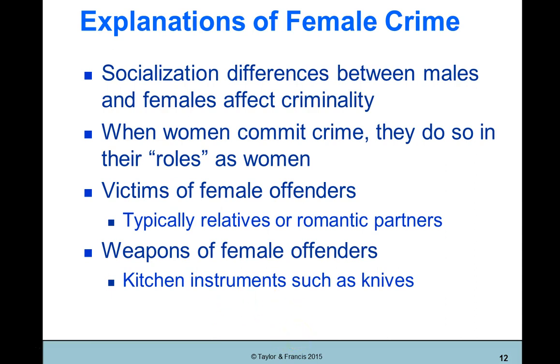When I mentioned this in class, when women commit crime, they do so in their roles as women, and usually it takes the built up, and the crime that they commit when it's violence is usually extreme. Typically, females kill relatives or romantic partners, and usually the weapons are kitchen instruments. It's that which is close to them.